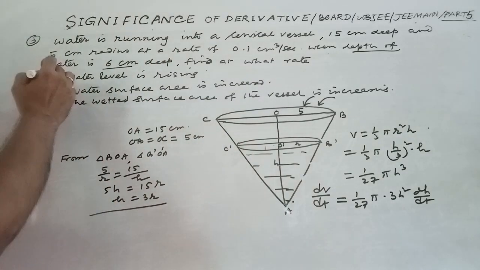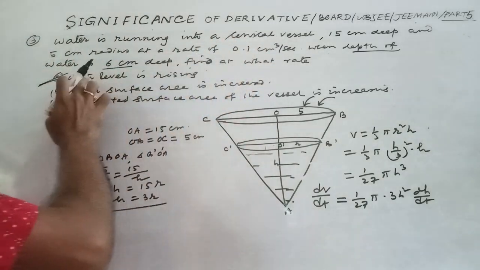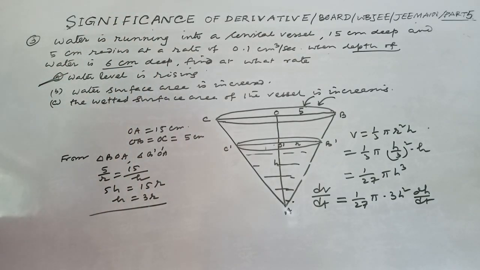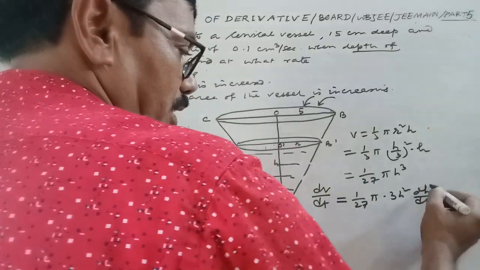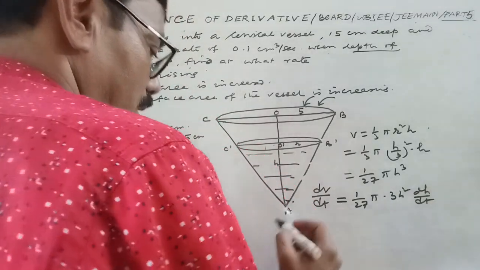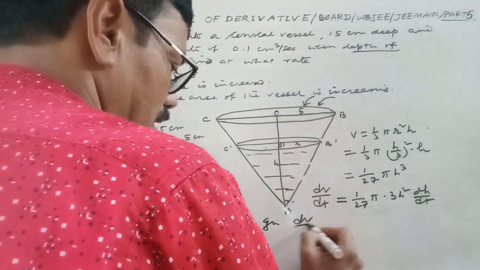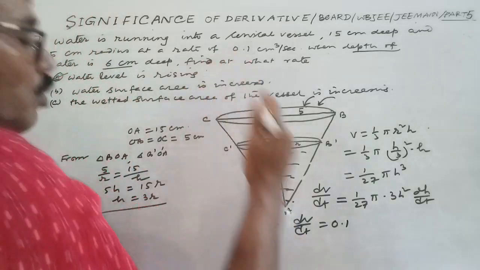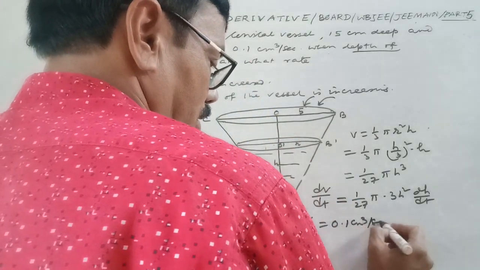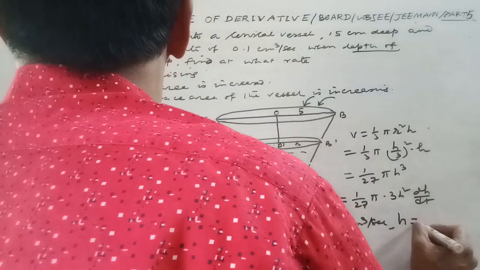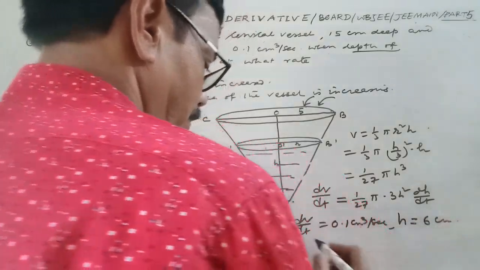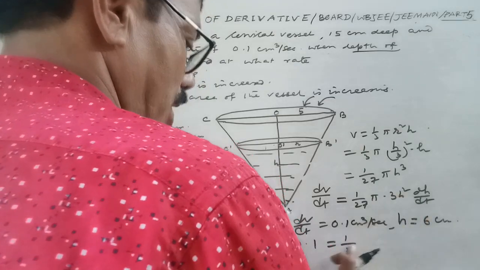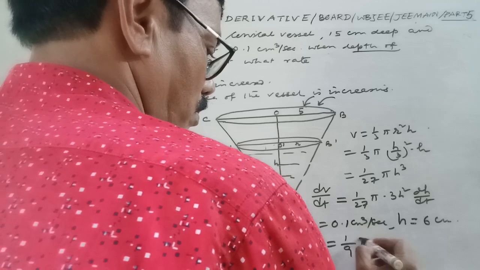Now, problem number 1. Find the rate at which the water level is rising. That is dH by dt you have to find. So, given dV by dt equals 0.1 centimeter cube per second, H equals 6 centimeter. So 0.1 equals 1 by 27 into 3, so 1 by 9 pi.